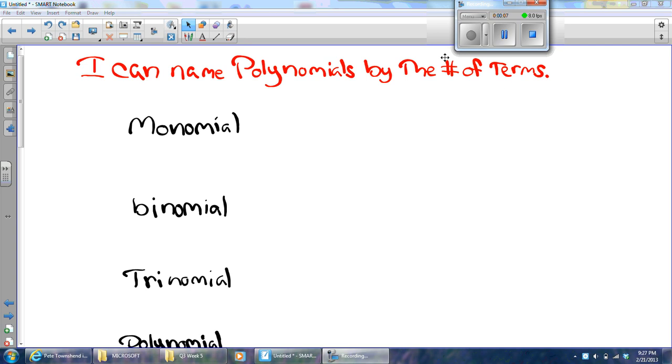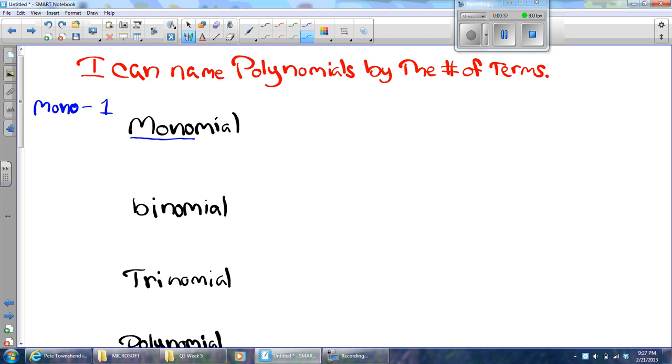Today you're going to be able to say you can name polynomials by the number of terms that they have. Now, the trick here is noticing the prefixes and what they mean. Like, for example, in a monomial, it's mono. Well, mono does not mean disease. It means one. There is a disease called mononucleosis, and it means one something. I'm not really sure what the something is, but it means one.